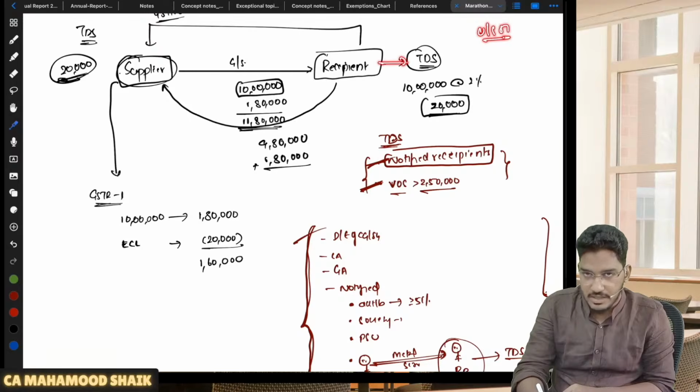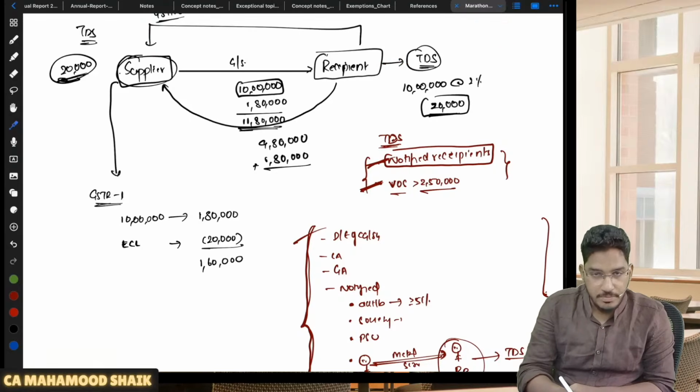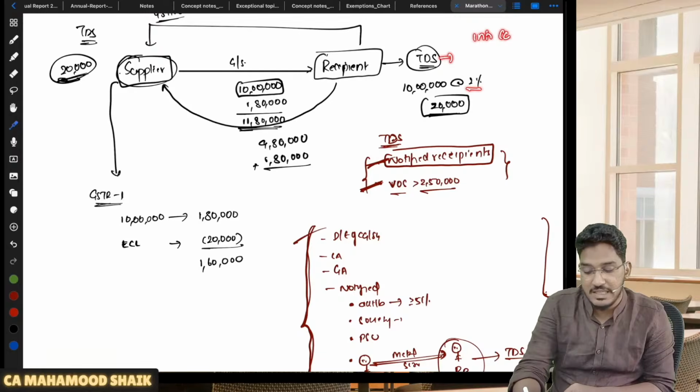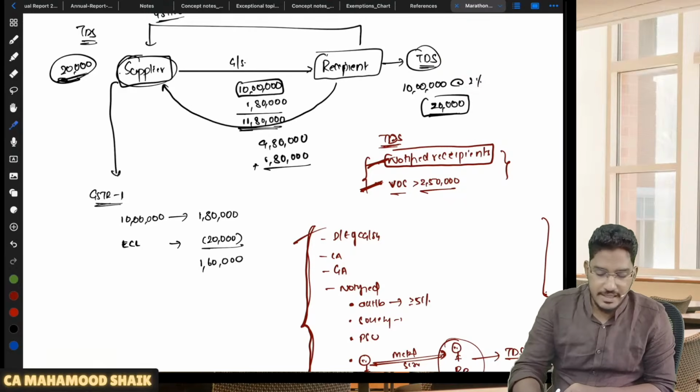If the recipient falls under specified recipient, while making the payment to the supplier, he should not make the full payment. He is required to deduct TDS at the rate of 2%. That means if it is an intrastate supply, CGST at the rate of 1%, SGST at the rate of 1%. If it is an interstate supply, IGST at the rate of 2%, he is required to deduct. So let us say it is an interstate supply.